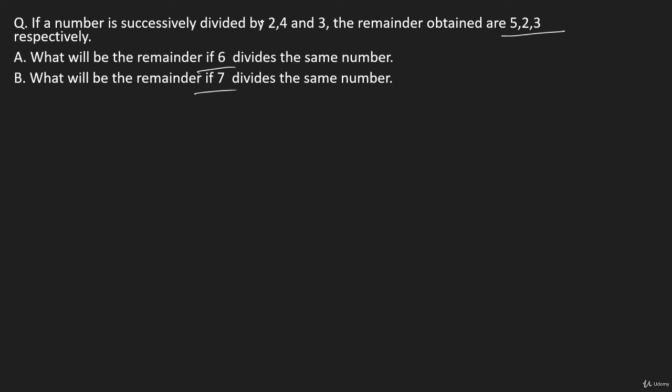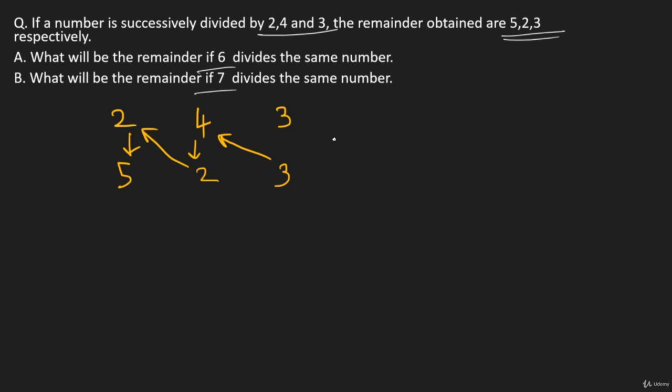Alright, I hope you have given it a try. Let's do it together. We have seen that I can write the divisors on top and the remainders on the bottom, and my answer would be 4 into 3 plus 2 into 2 plus 5, right? That's what we have seen. 4 into 3 is 12, 12 plus 2 is 14, 14 into 2 is 28, 28 plus 5 is 33.